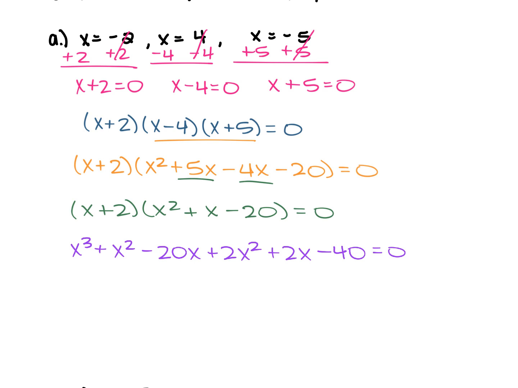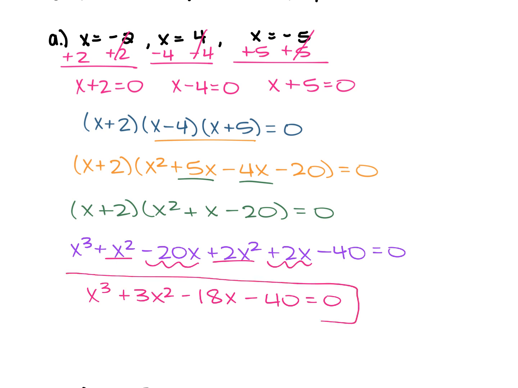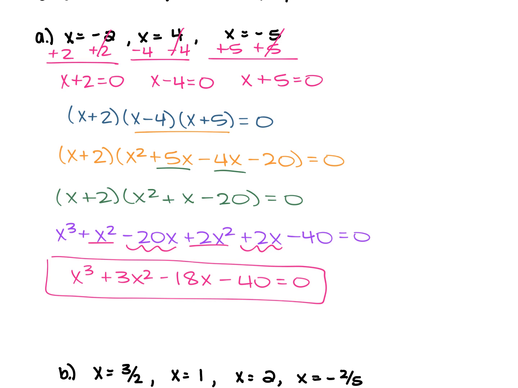From here, combine your like terms. Drop your x cubed down because it doesn't match with any other x cubed. You have x squared plus 2x squared, which is 3x squared. Then you have negative 20x plus 2x, which gives you negative 18x, and then that minus 40 is equal to 0. Our highest power here, when all of our terms are combined that are like terms, is 3. We had 3 solutions from the very beginning, or 3 zeros, so we know we're in the right direction with this.